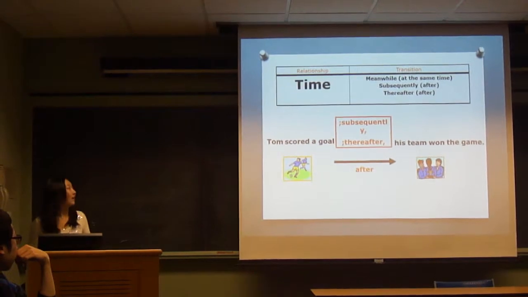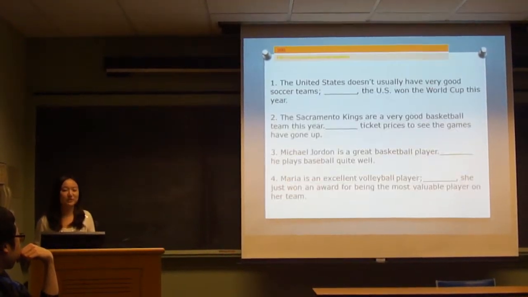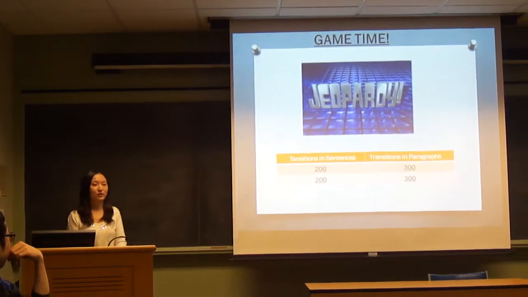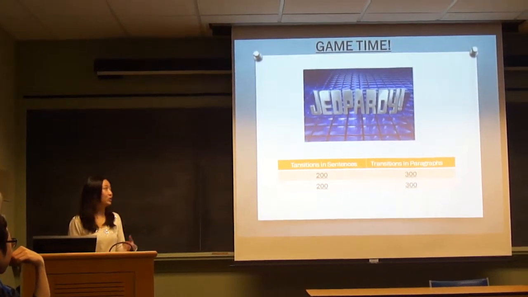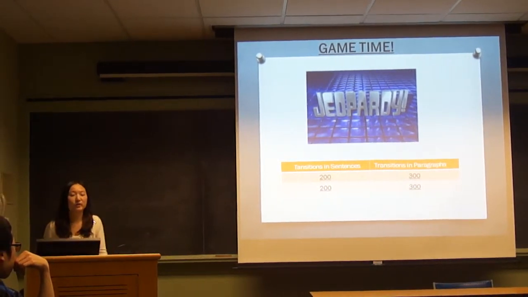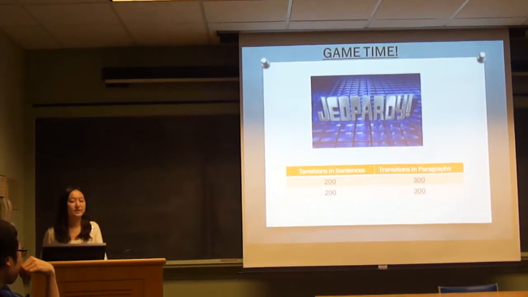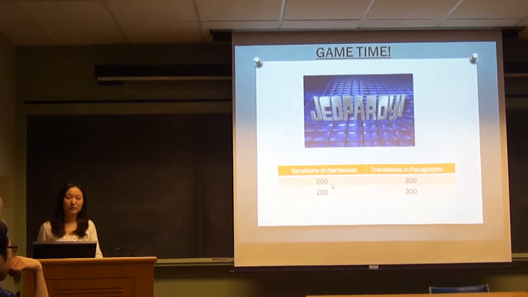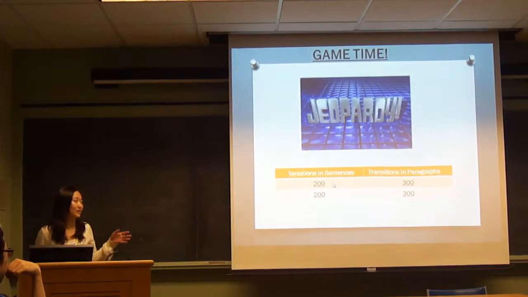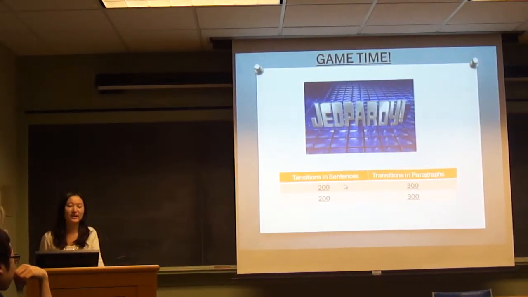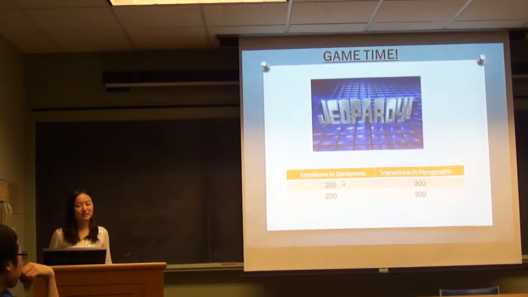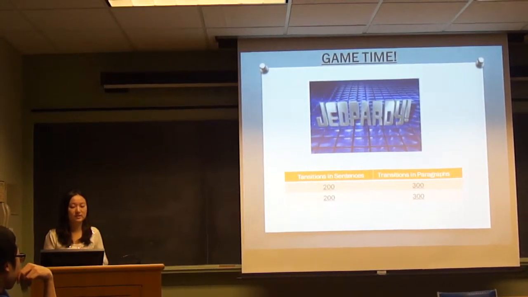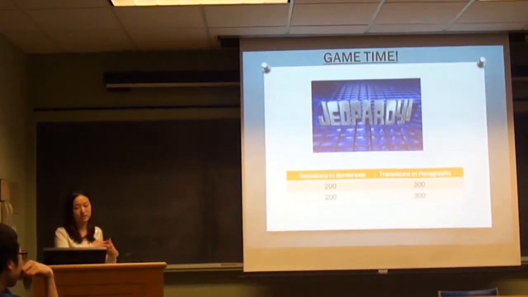Okay, so after these different types of transitions, we come to the game. It is Jeopardy. I don't know if you've heard of it. It's a very famous American TV show, but here we simplify the game. I categorized it into two, sentence and paragraphs, and here are different points in the boxes. You can choose one, but of course the 200 will be much simpler than the 300. The 200 is an exercise about using transitions in a sentence, and the 300 points are about how to use transitions in paragraphs.